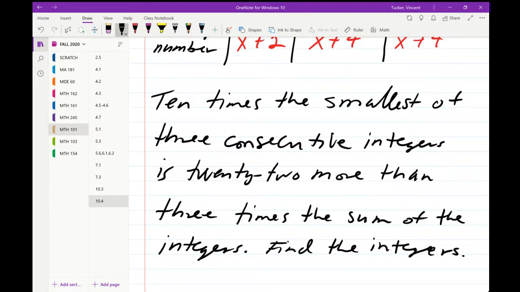We have: 10 times the smallest of three consecutive integers is 22 more than 3 times the sum of the integers. Find the integers.